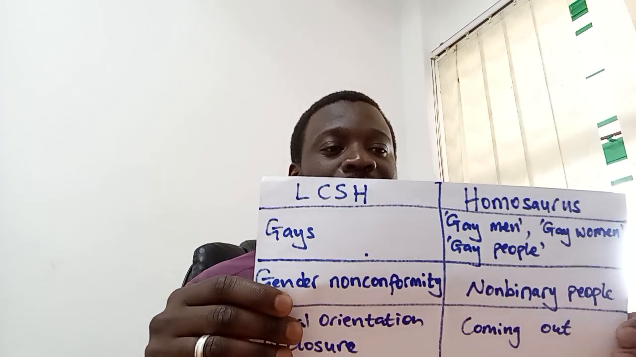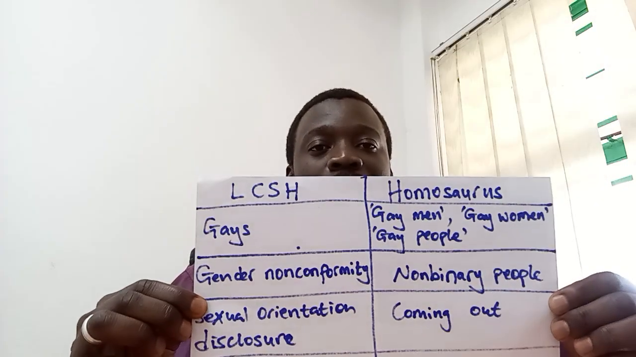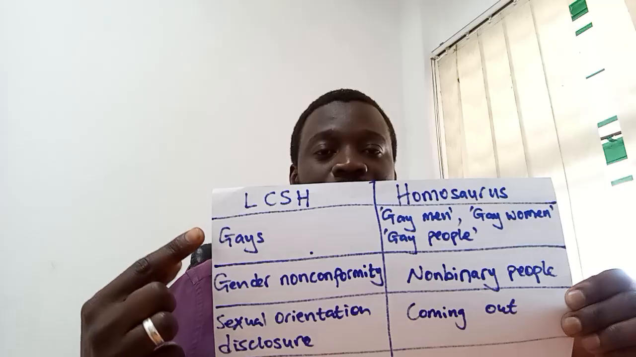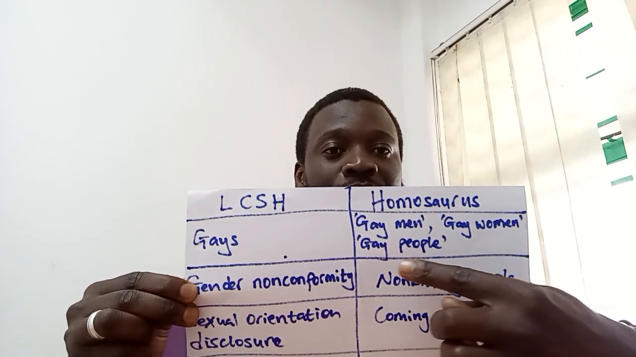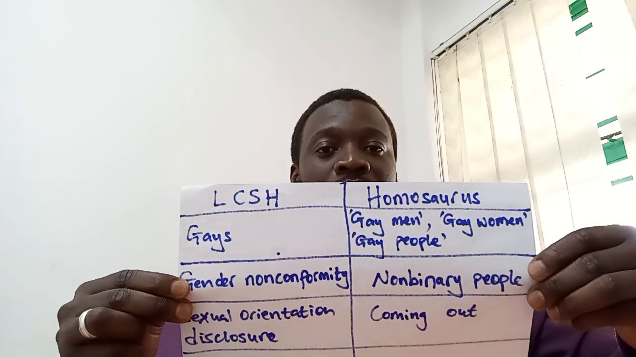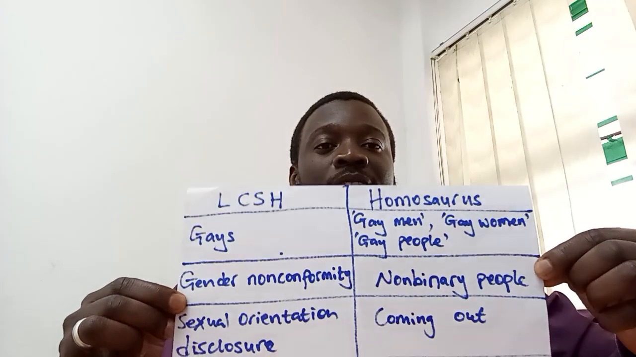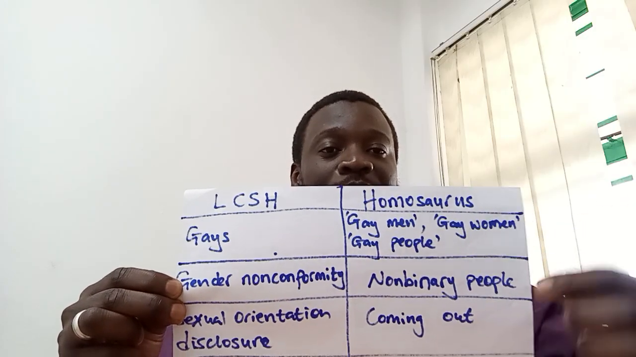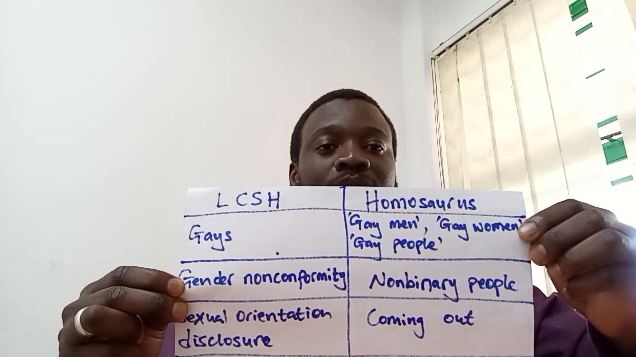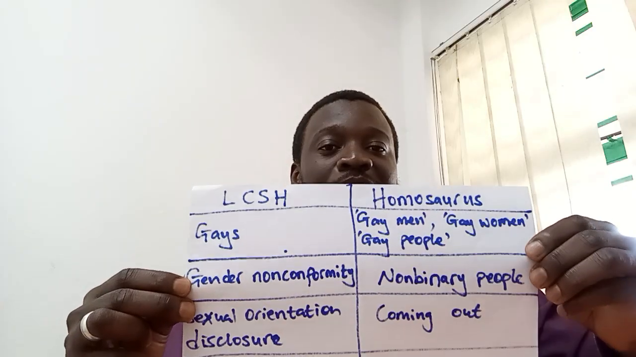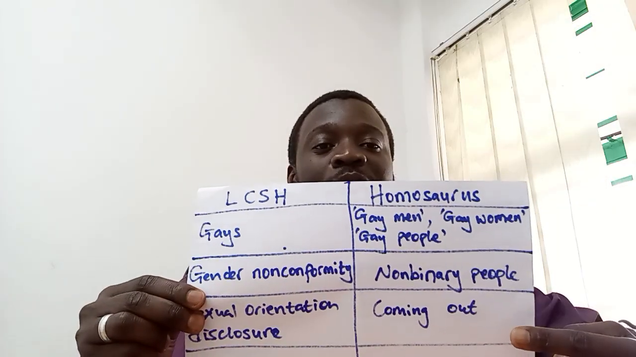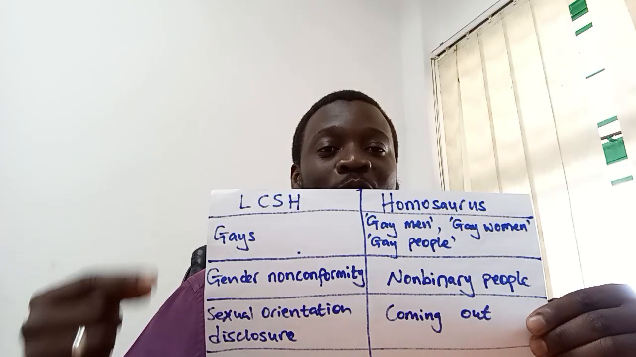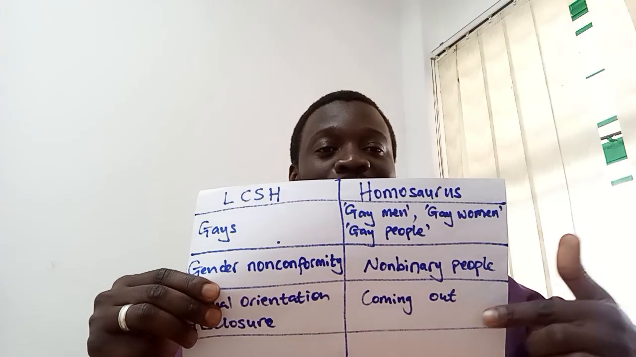Let me give you some examples. I drew some side-by-side metrics here just to illustrate this point. Where the Library of Congress subject headings uses the term gays, the Homosaurus is more specific. It breaks it down into three different terms: gay men, gay women, and gay people. Where the LCSH uses gender nonconformity, this community controlled vocabulary uses the term non-binary people. So they're trying to respect themselves. And where the LCSH uses sexual orientation disclosure, the Homosaurus uses the term coming out. They want it to sound this way, coming out.